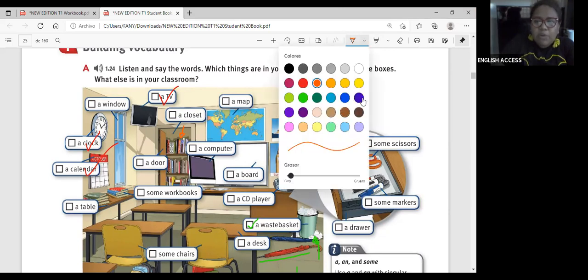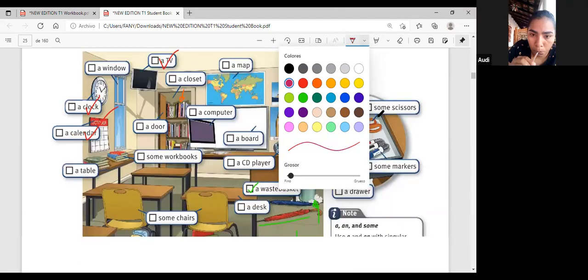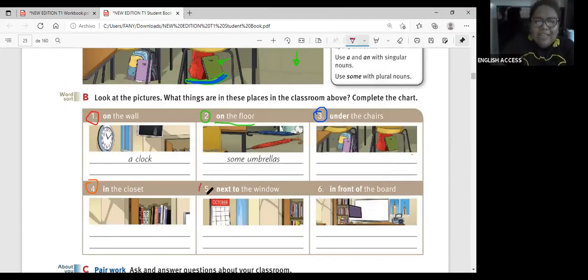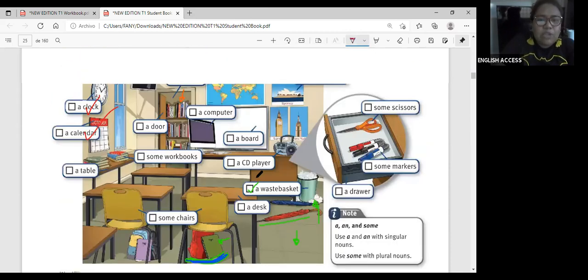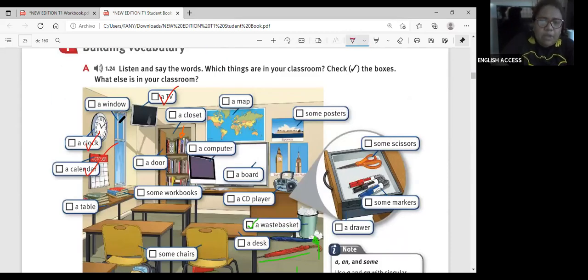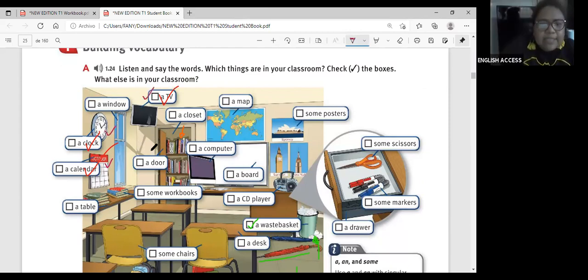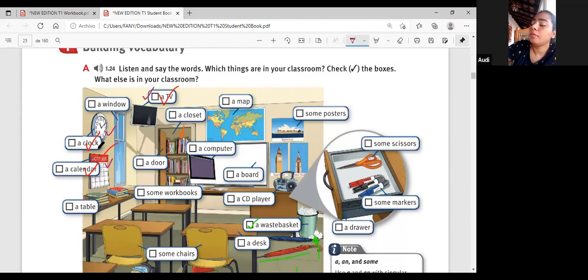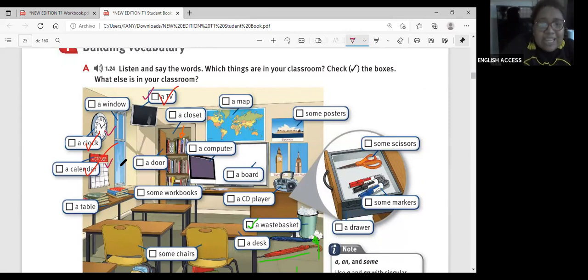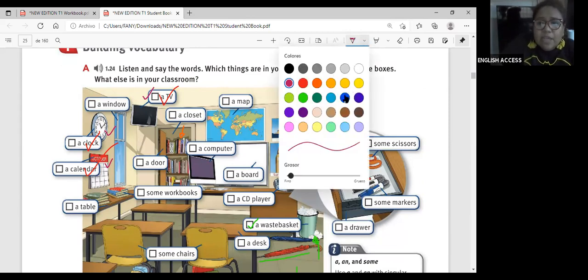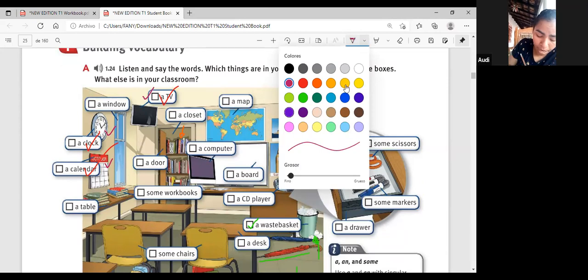Okay, now let's continue with number five, Paula. Next to the window. What do we have next to the window? This is the window. What is next to the window? A calendar. Yes. A clock. A clock. Yes. Maybe TV. A TV. Yes, exactly. La puerta estaba de dónde la puerta. A clock, a TV, and a calendar is next to the window. Yes, excellent. Okay, Claudia, one more time.